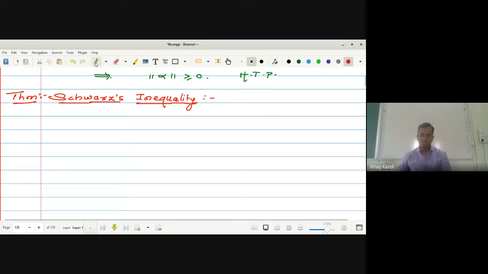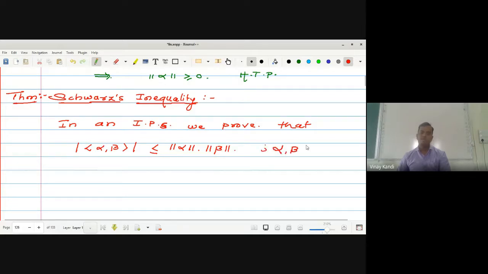Okay, Schwarz inequality. Look at it. In an inner product space, we prove that in any inner product space, mod of the inner product of alpha, beta is less than or equal to norm of alpha into norm of beta, for all alpha and beta belonging to V.